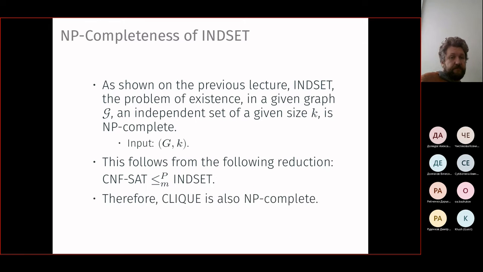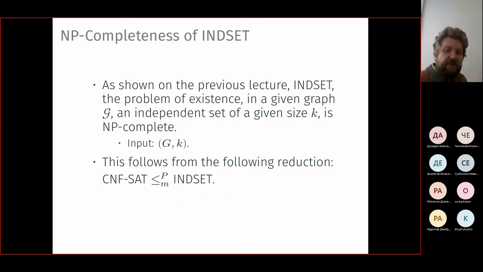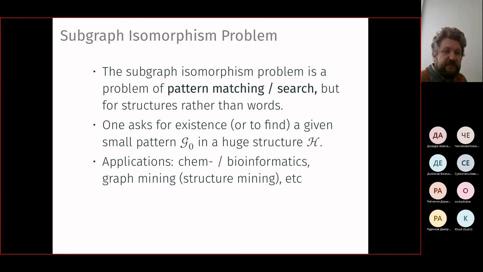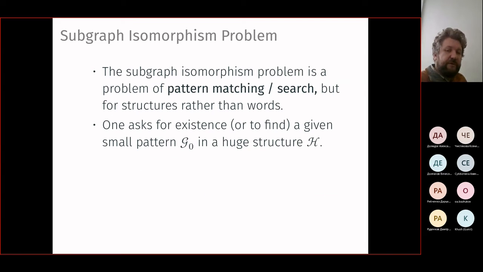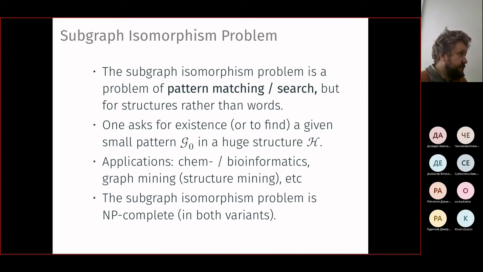Also, the same works for clique. It's one of the tasks of our exercises that clique and independent set are dual, they're mutually reducible to each other. And for clique, we do not have to require that the subgraph is induced, right? Because the clique is a complete subgraph and it's always induced. If we have a complete subgraph, then you don't have any other possible edges. So this means that the variant of the subgraph isomorphism problem where you don't require the subgraph to be an induced one is also NP-complete by reduction of clique.